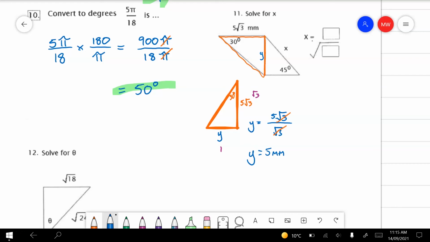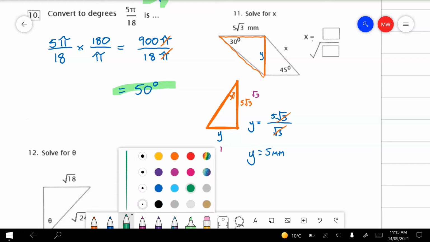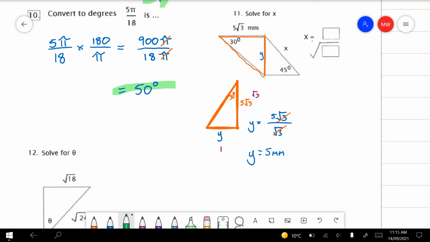Now I need to find out what x is. X is a different shaped triangle, so we'll use green for this one. So this time we've got a 45, 45, 90. Again, not a great drawing. Don't really need to manipulate this one much. It's already in pretty good position. But if we write in our ratios, we've got a ratio of 1 to √2 here.